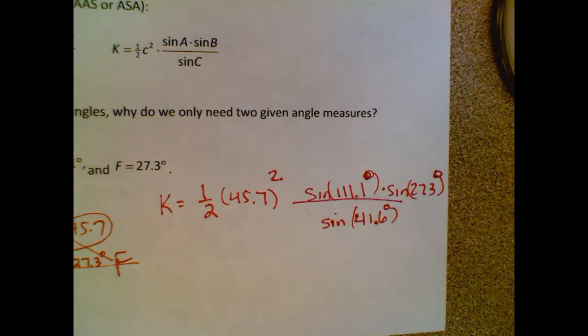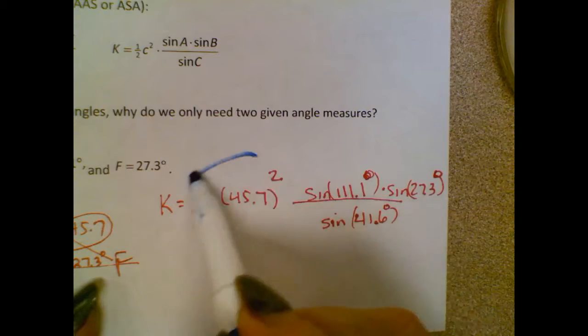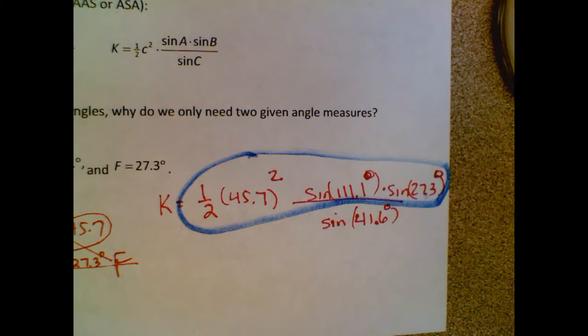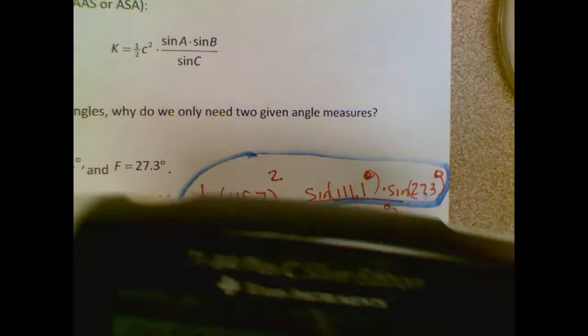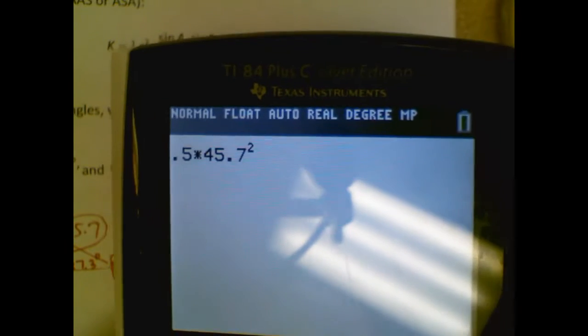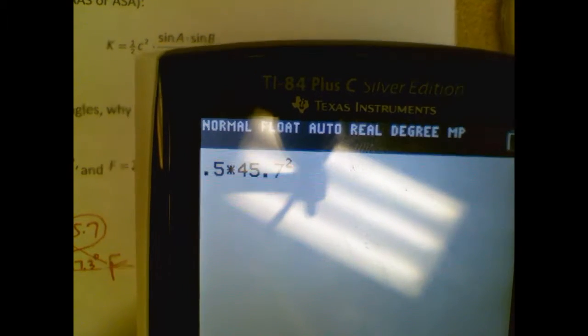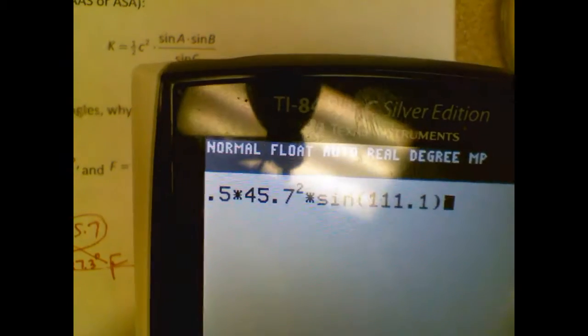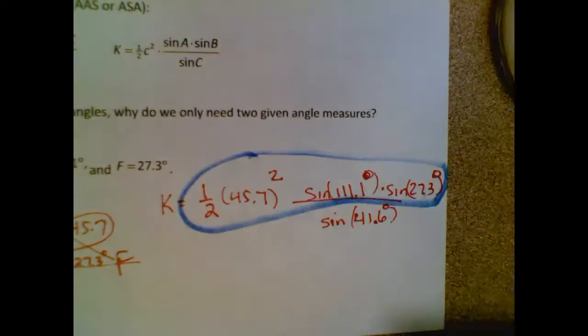All right. When you plug this into the calculator, do all the ones on the top here first. Don't do 1/2. Do 0.5. Here we go. 0.5, first thing on the board, times 45.7 and square it. Don't forget to square it. Times sine of 111.1, parenthesis, times sine of 27.3.